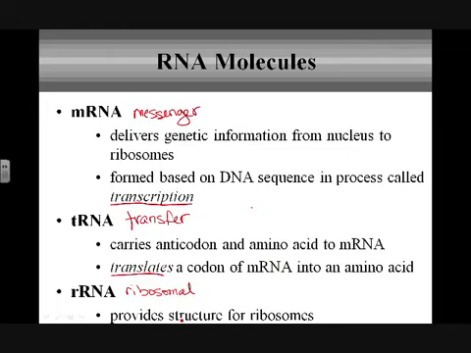Then there's ribosomal RNA that's really just a structure. Ribosomal RNA is actually part of the ribosomes. You may remember that when we talked about ribosomes, we talked about the fact that ribosomes were made of RNA and proteins, and the particular type of RNA is ribosomal RNA. At that time, it may have seemed a little weird to you.